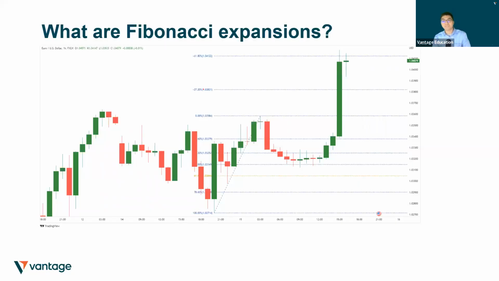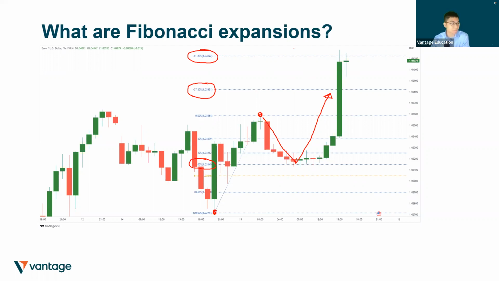What are Fibonacci expansions? With Fibonacci expansions, you draw from the previous swing low all the way up to the next swing high. You can see that price retraces back down towards the 50% Fibonacci line before price continues going to the upside. Expansions are the negative 27.2% and negative 61.8%. This is on the euro dollar. I took this chart just before this webinar, so it's a very updated chart.